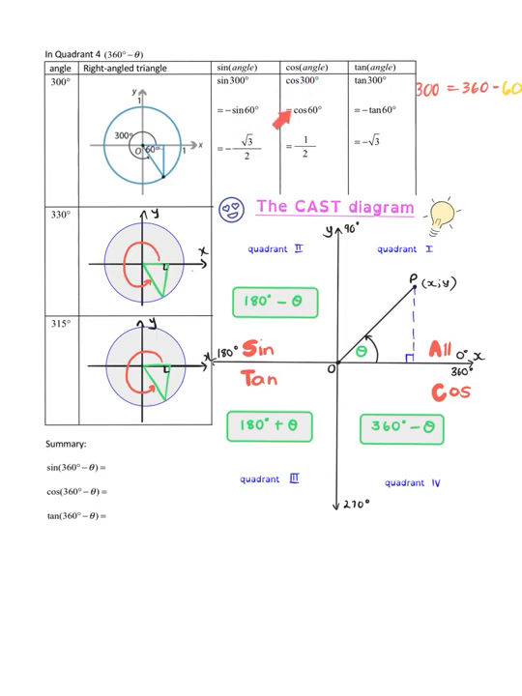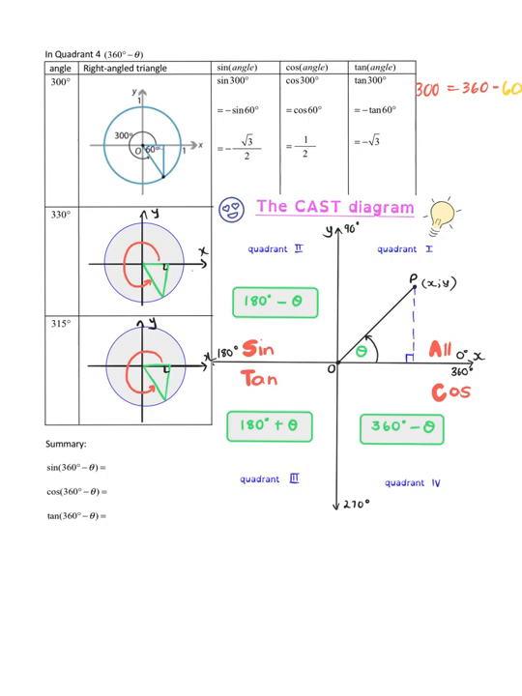So cos of 300, cos of 60, tan of 300, negative tan 60. So tan and sine are negative in quadrant 4 because that belongs to cos. It's cos's quadrant. It's where it's positive. And then just the ratio for 60, negative root 3 over 2. For cos of 60, a half. And for negative tan 60, negative root 3.